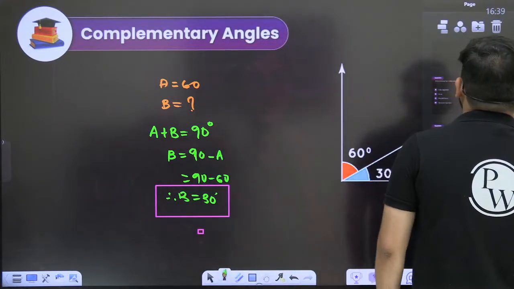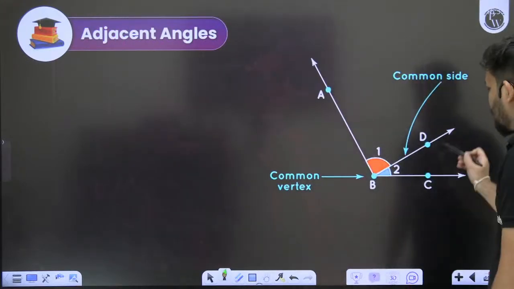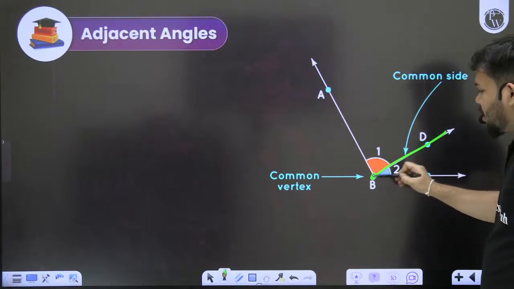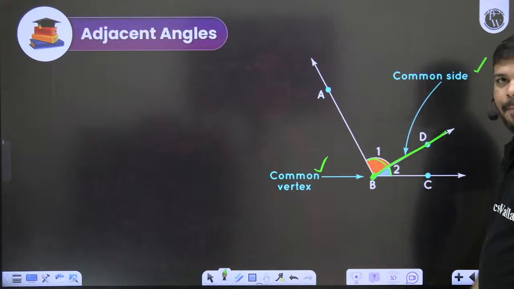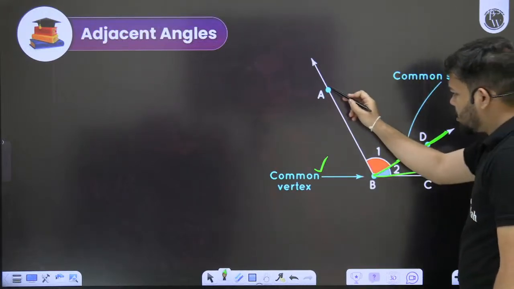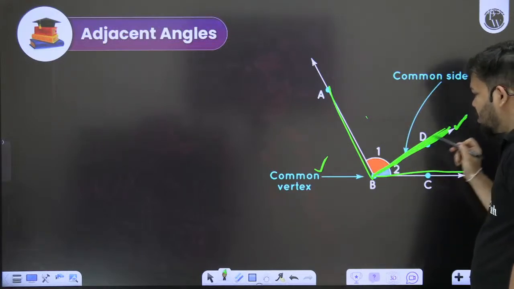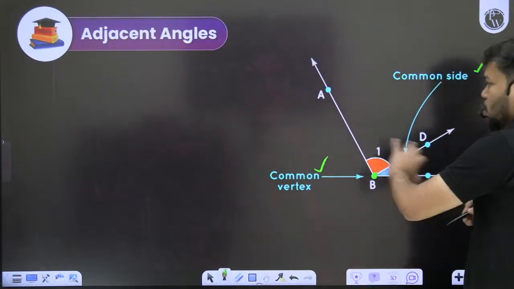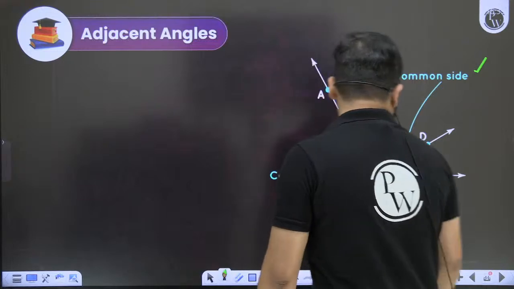Chalo? Yes. Next one, adjacent angles. What will be there in adjacent angles? From these two angles, there is a common side and there is a common vertex. So these two angles will be known as adjacent angles. This is one angle and this is one angle. In this case, I am drawing twice: this is the common side and this is your common vertex for two angles. Then we can call these two angles adjacent angles.